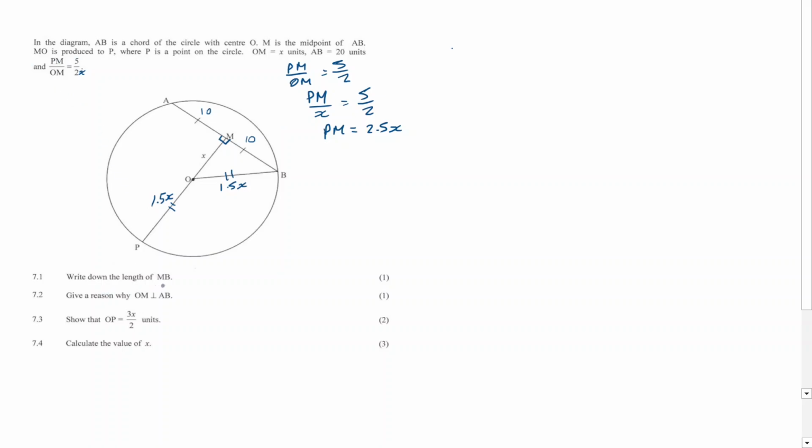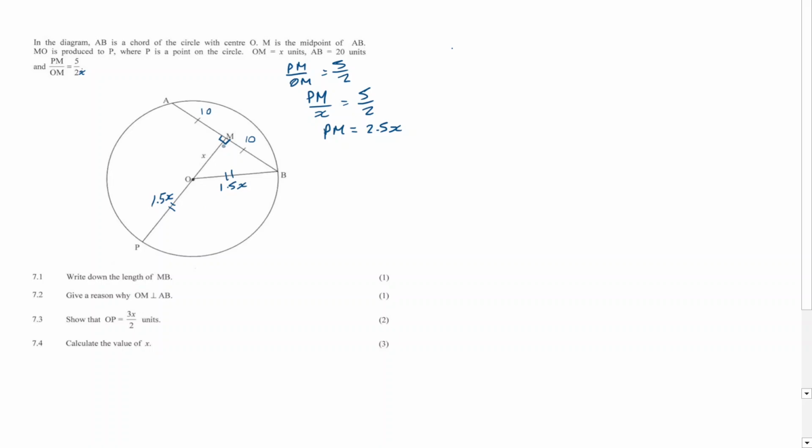So write down the length of MB. We've worked that out, it's 10. Give a reason why these are perpendicular. It's the explanation I explained earlier. Show that OP, the radius, is 3x over 2. That's the same as 1.5x. And calculate the value of x.